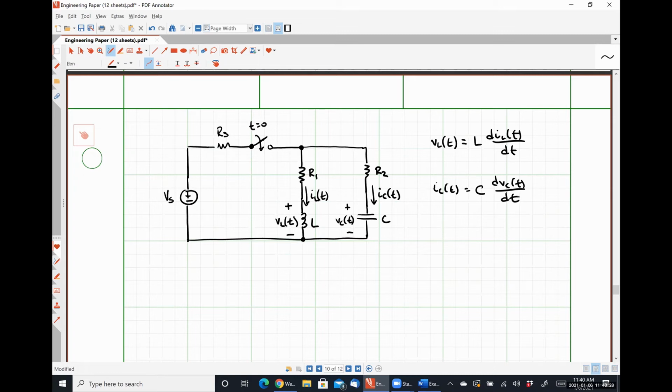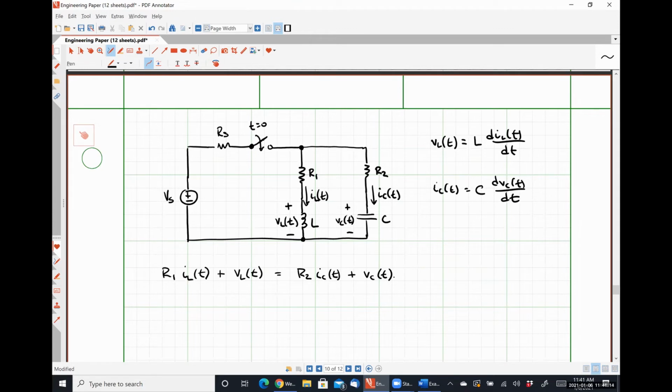So one thing that I could say is that during the transient condition, these 2 branches are in parallel, right? So I could say that R1 times IL of t plus VL of t is equal to R2 times IC of t plus VC of t, right? I know that has to be true.